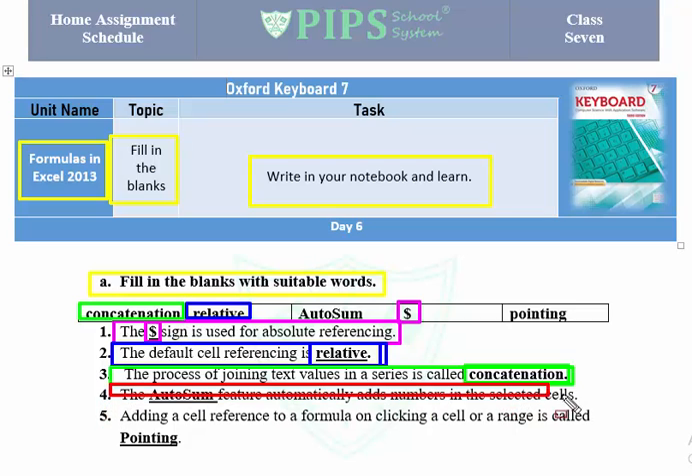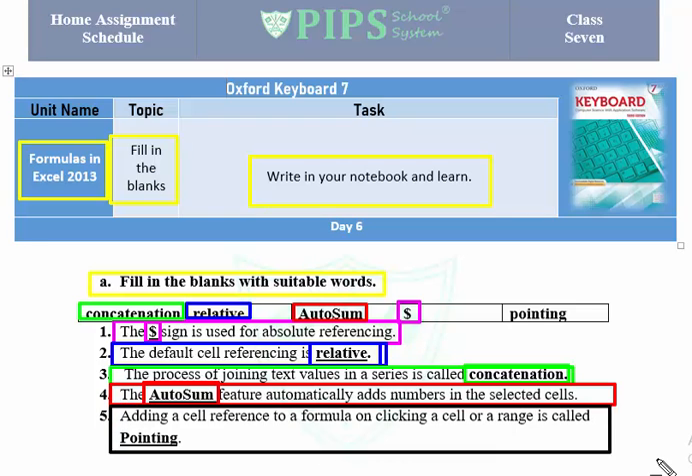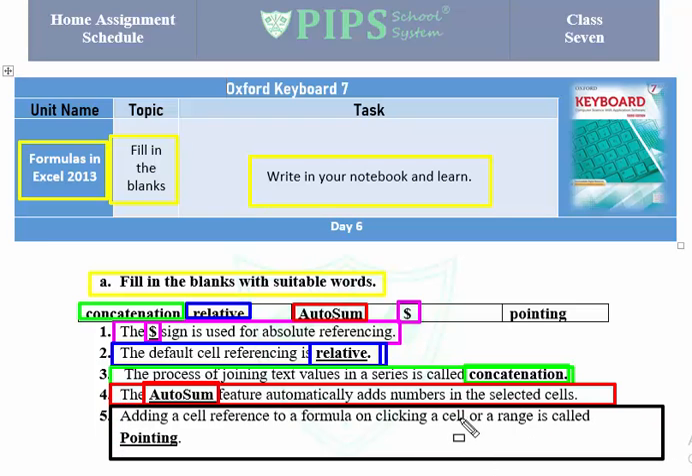The dash feature automatically adds numbers in the selected cell. Autosum. With Autosum we can automatically add numbers. Last one: adding a cell reference to a formula on clicking a cell or a range is called dash pointing. We learned to add cell references by typing and by pointing. So what we enter just by clicking as a cell reference, we call pointing.